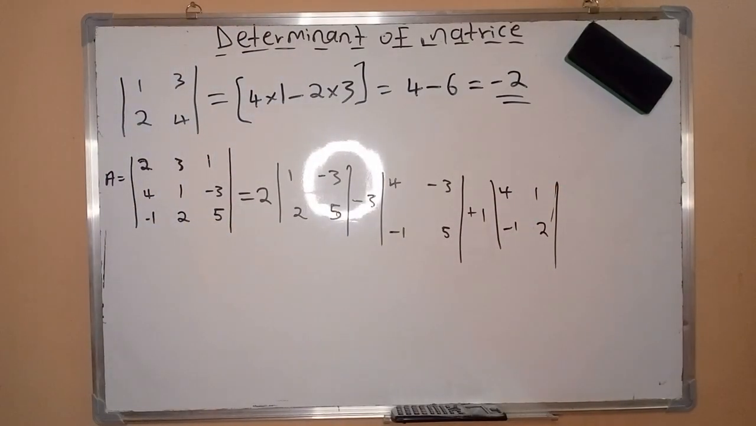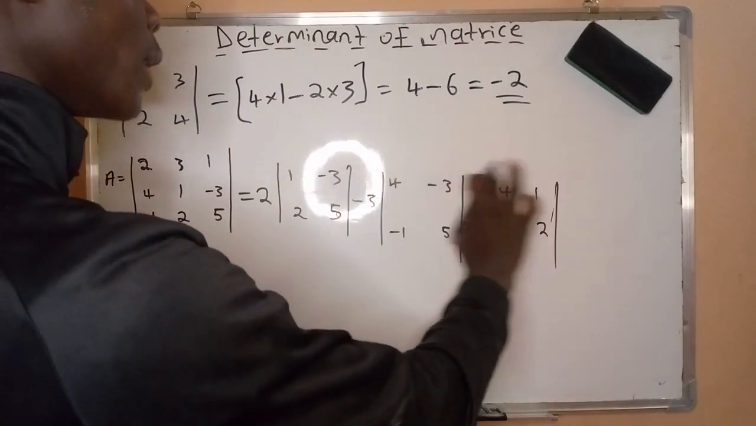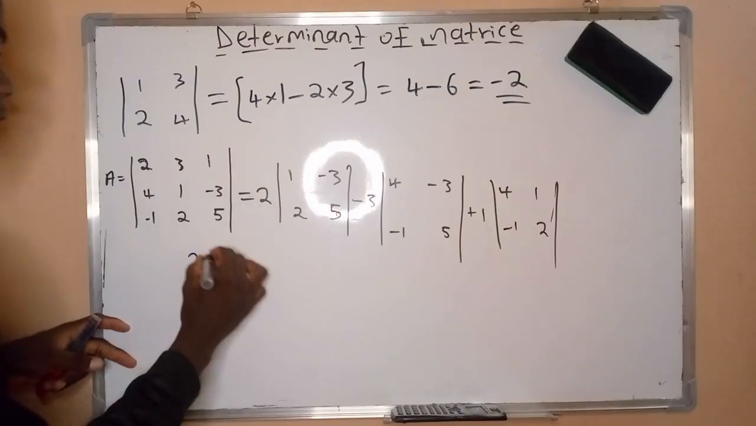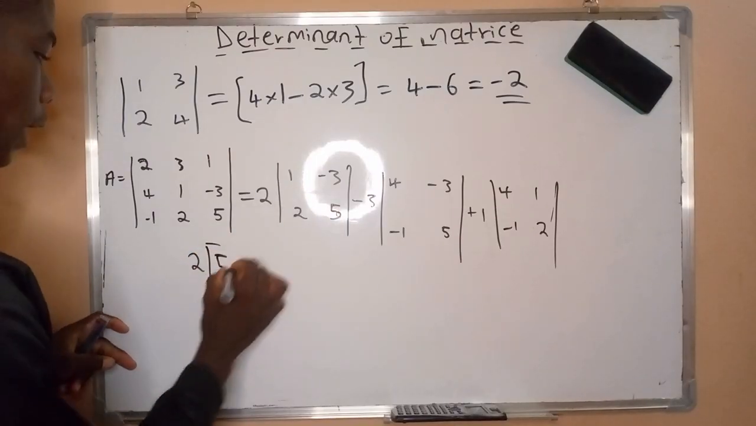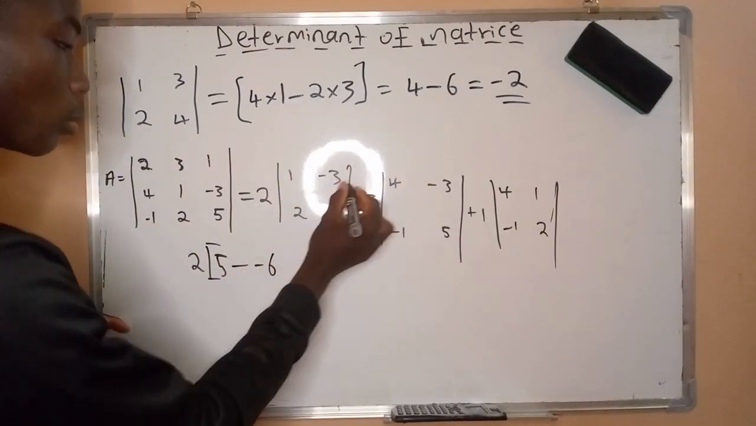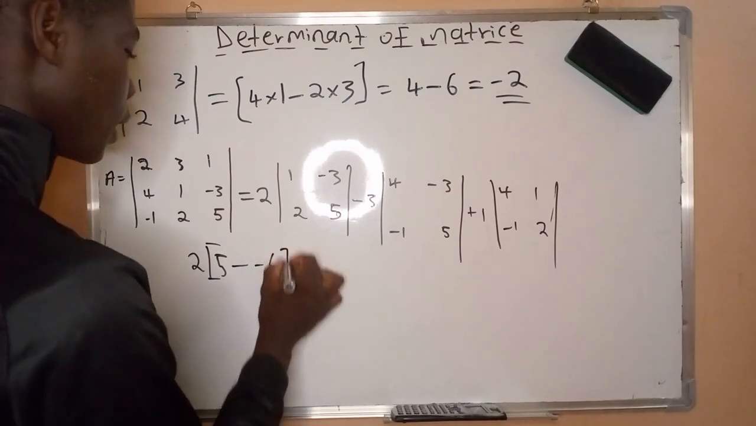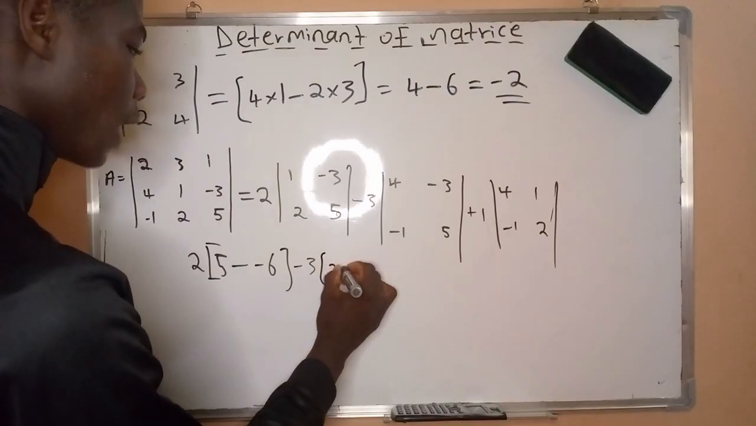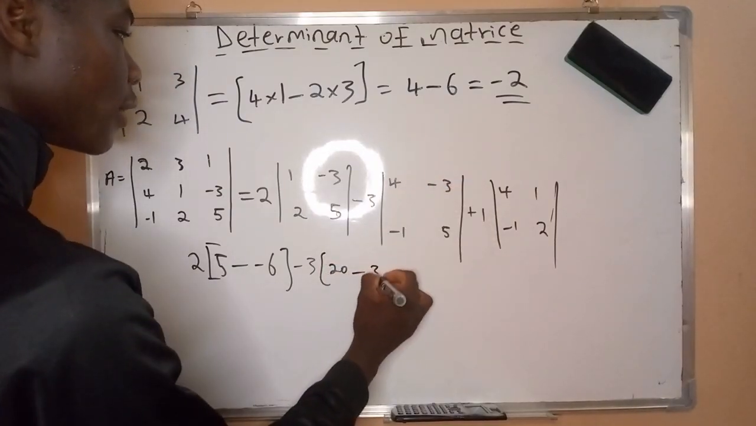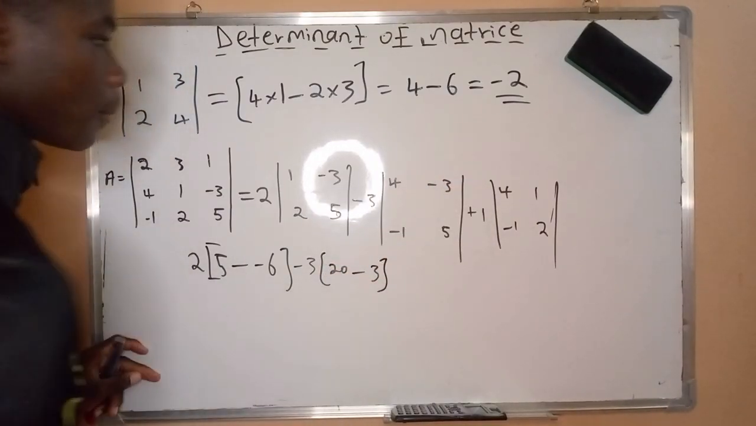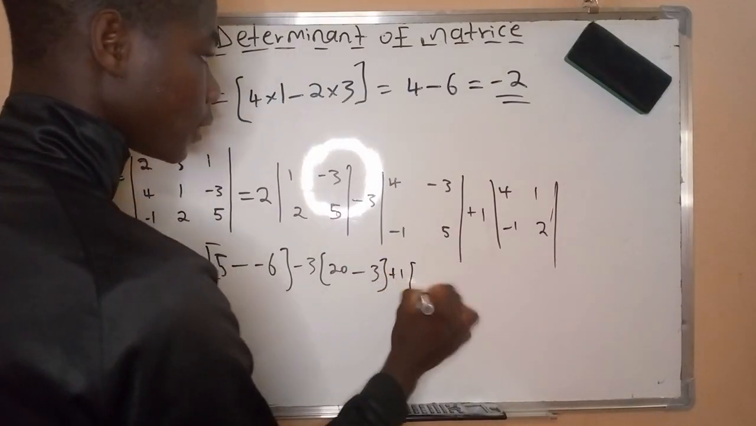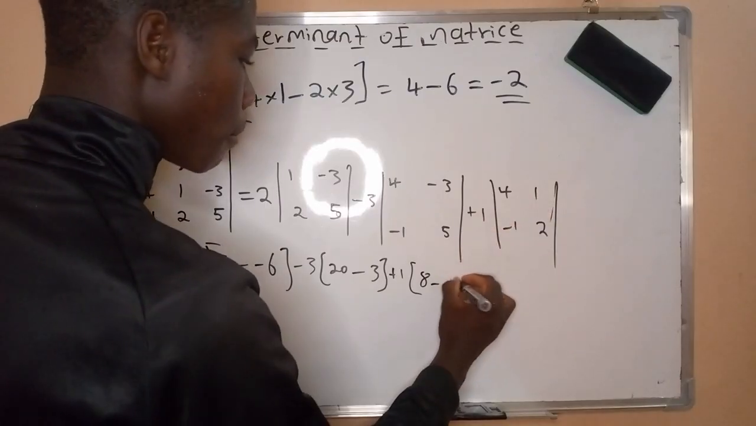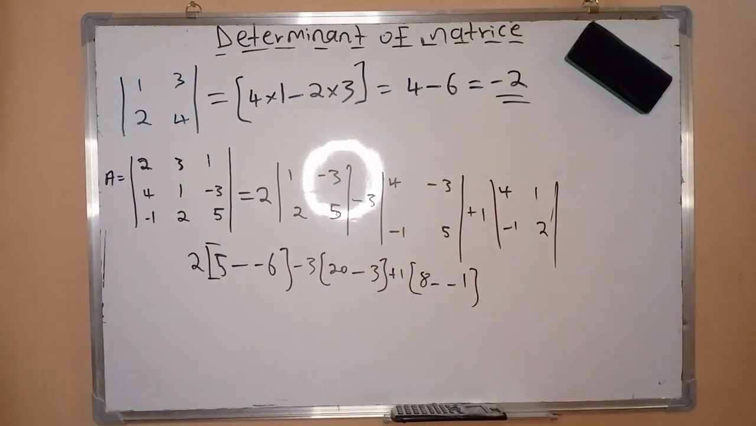And 2. So therefore, I have to find the determinant of this 2 by 2 matrix. So I will have 2, 1 multiplied by 5. I will have 5, and therefore minus 6. 2 multiplied by 3, which is 6. And then I'll close my bracket. I'm having 4 multiplied by 5, which is 20, minus positive 30. And then I will have a positive sign. 4 multiplied by 2, I'll have 8 minus minus 1.